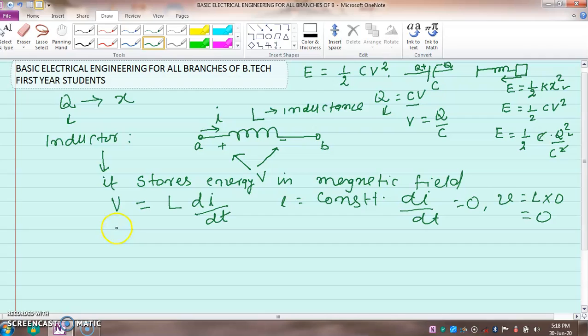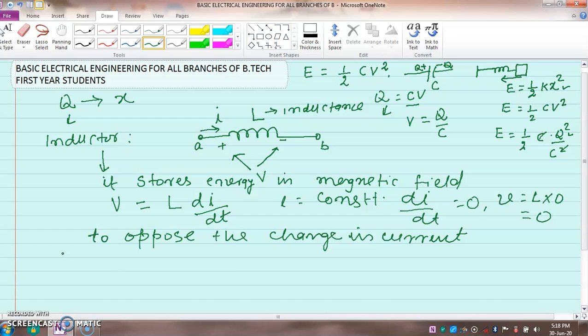So the tendency of this inductor is to oppose the change in current. Its property is to oppose the change in current. This property in a mechanical system is also there, and it is called inertia. Inertia is also a mechanical property of a system that opposes a change in position or motion, and does not allow it to change, and that is called inertia.